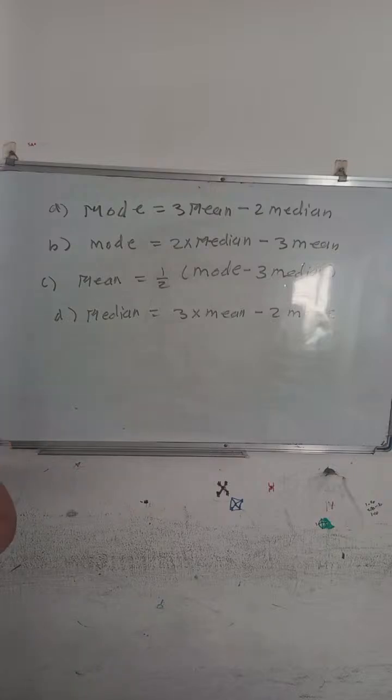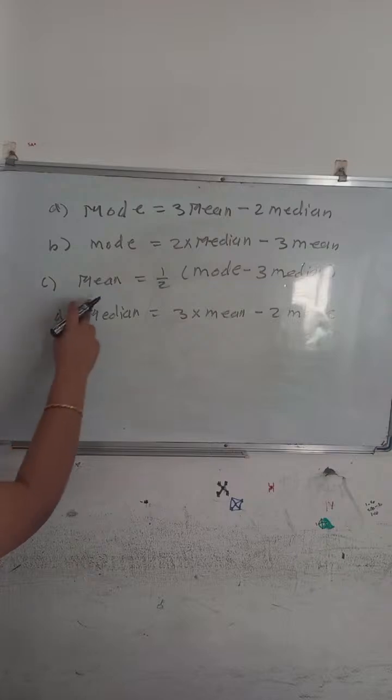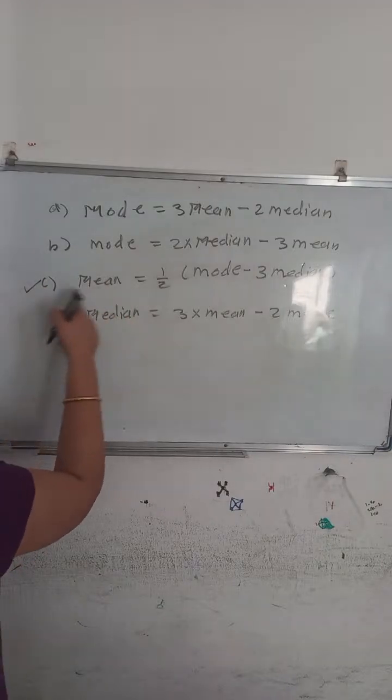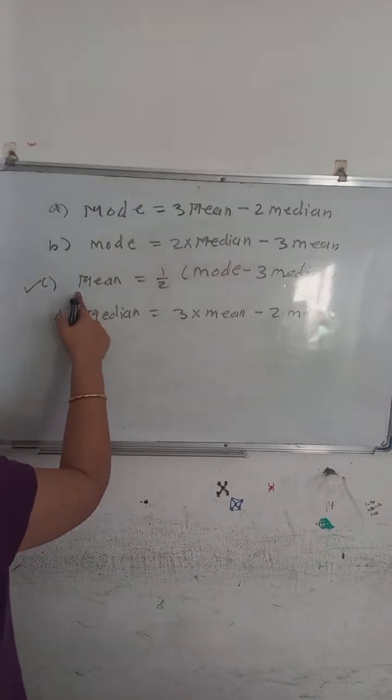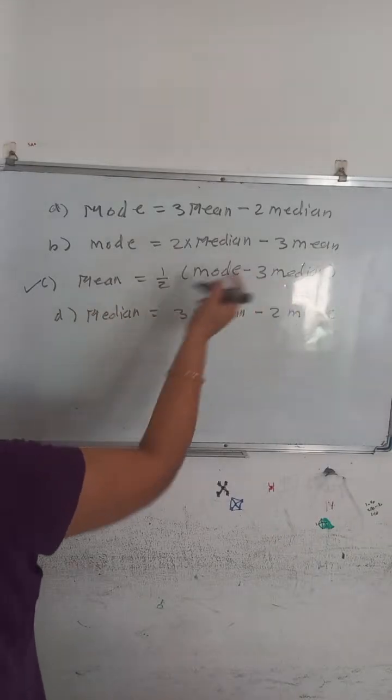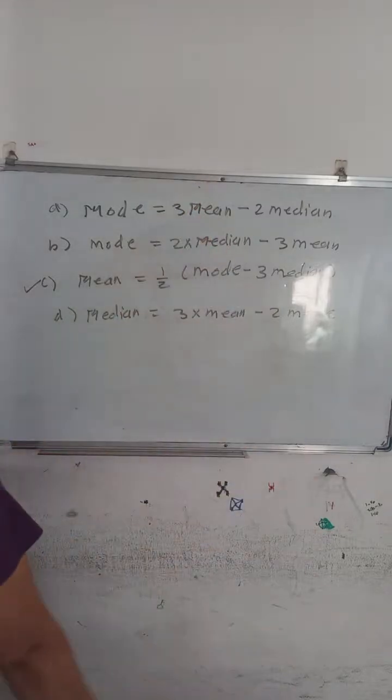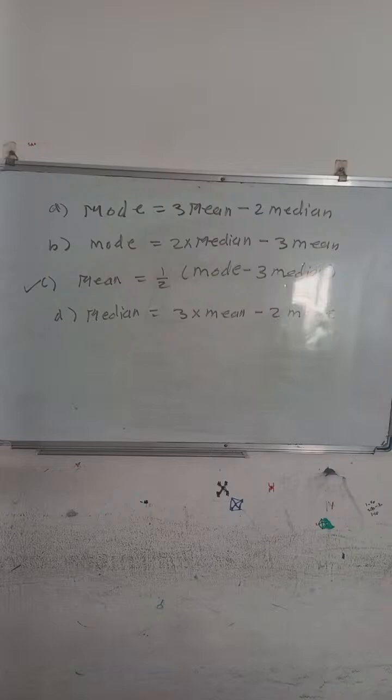So here, 2 mean. Yes, option C is the correct option, because this 2 you can multiply here: 2 mean is equal to mode minus 3 median. That is the original formula. They just transpose the 2 to that side and interchange the mean and mode. So the answer is C. Mean is equal to half mode minus 3 into median. Getting this? Copy everyone.